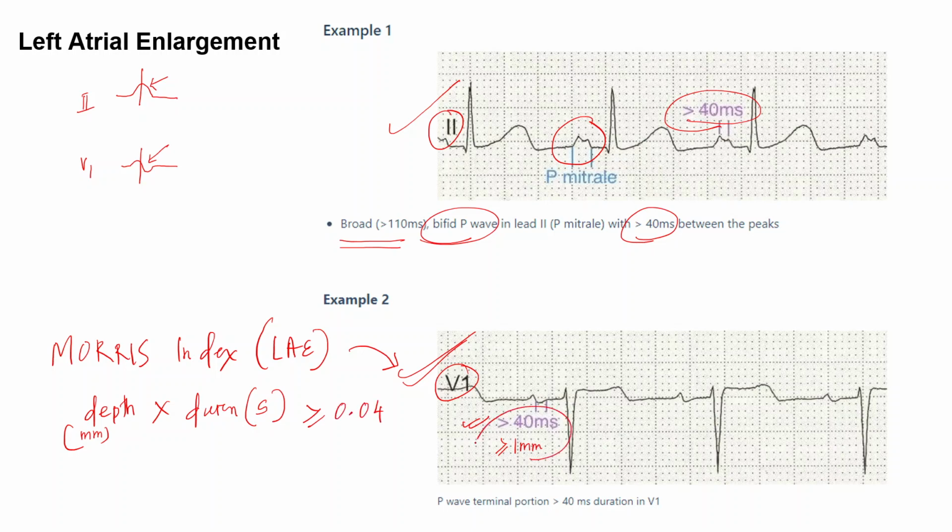As you can see in this example, if it is more than 40 milliseconds, that is 0.04 seconds, 0.04 into 1 mm deep, so into 1, that is becoming 0.04. Okay, so anything 0.04 or anything more than that represents left atrial enlargement, and this is known as the Morris index.